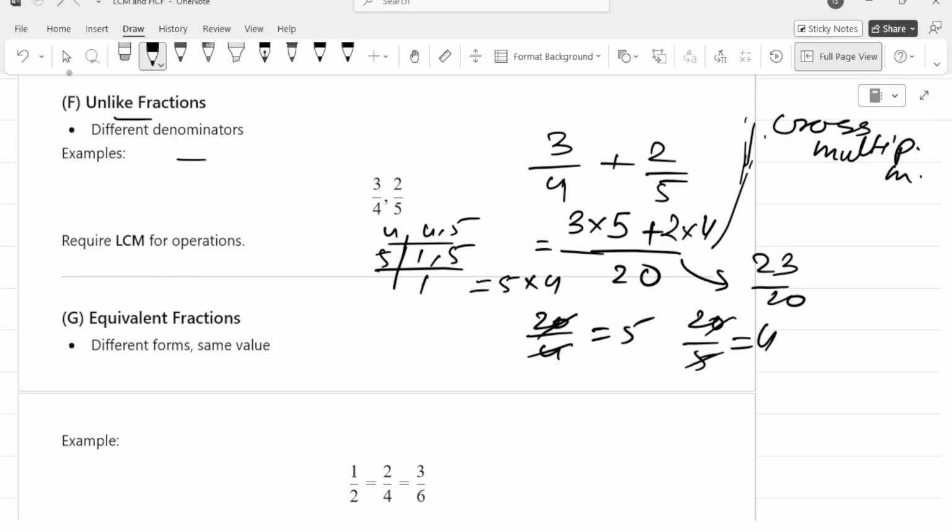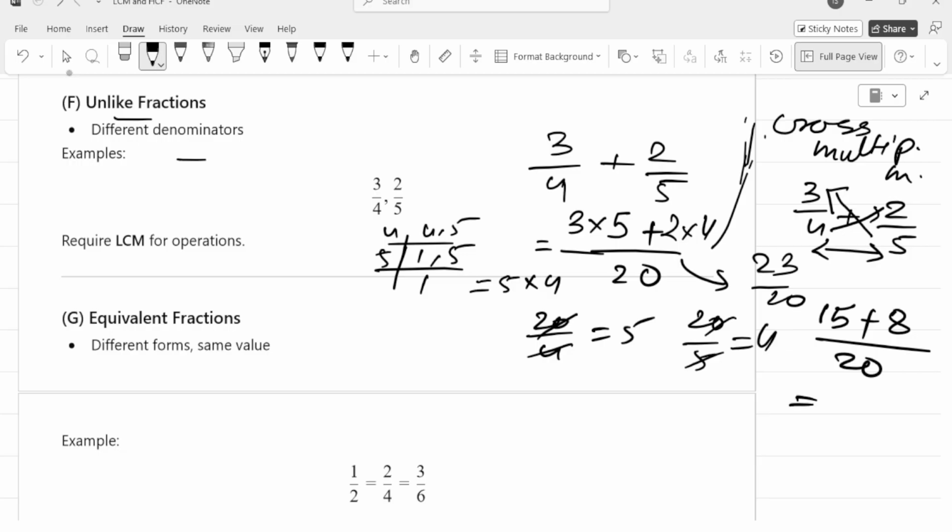Okay, and the cross multiplication method. Just 3 upon 4 plus 2 upon 5. So what we do first, here the denominator multiplication: 5 into 4, 20, then cross like that. 5 into 3, 15, and 4 into 2, 8. That is very easy for small values, and for very large values, then we can go with the LCM.